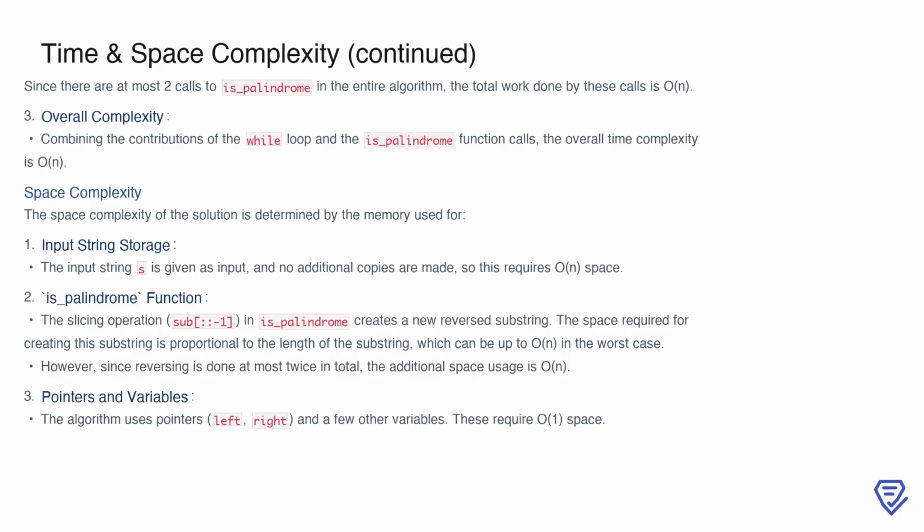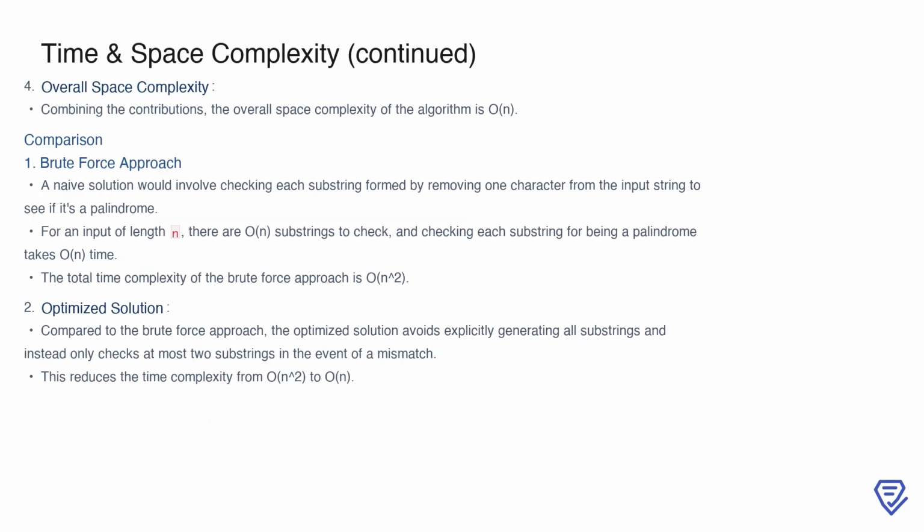Shifting to space complexity, the primary aspects to consider are the memory used for the input string, the slicing operation in is_palindrome, and the additional variables. The input string itself is not altered or duplicated, so it contributes O(n) space. The slicing operation sub[::-1] creates a reversed copy of the substring being checked, and the maximum space usage for this operation is also O(n), as the length of the substring can be at most the length of the input string. Finally, variables like left, right, and others are constant in size, contributing O(1) space. Together, these elements determine the space complexity of the algorithm. Taking all components into account, the overall space complexity of the algorithm is O(n).